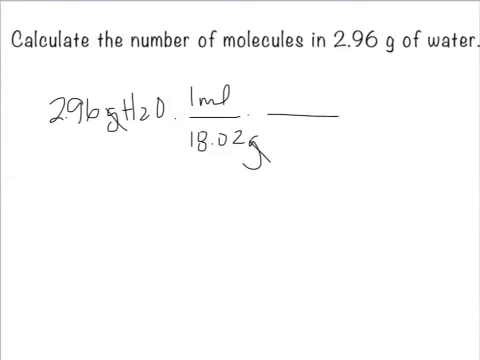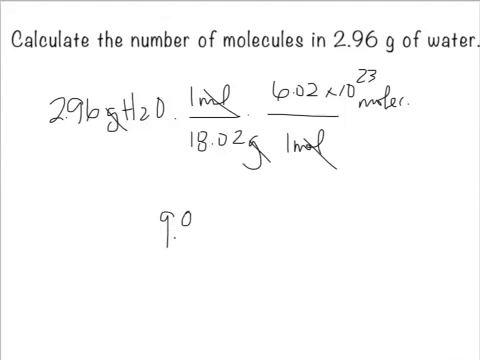Grams cancel. And I know that every 1 mole is 6.02 times 10 to the 23rd molecules, by definition. So if I take 2.96 times 6.02 EE23 divided by 18.02, you get 9.89 times 10 to the 22nd, the unit molecules.